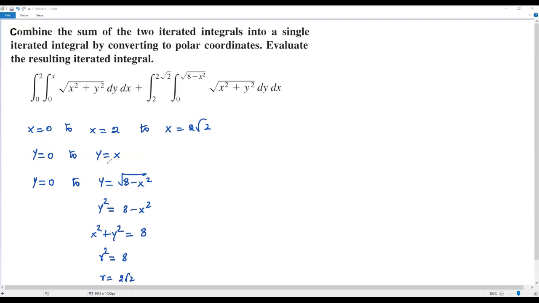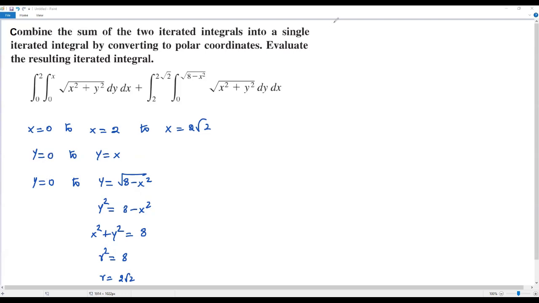And so with the limits of y, we have to sketch the graph of this line y equals x. And for this one, we have to sketch the graph of a circle with (0, 0) as center and radius 2 times square root of 2. And for this one, we have the x-axis because y is equal to 0.